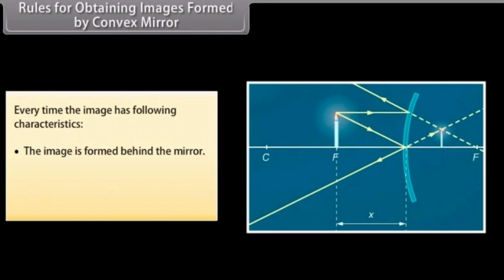Every time, the image has the following characteristics. The image is formed behind the mirror. It is virtual and erect, and smaller than the object.